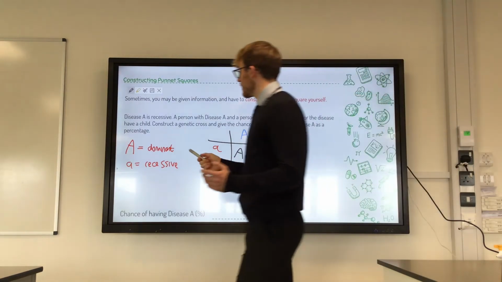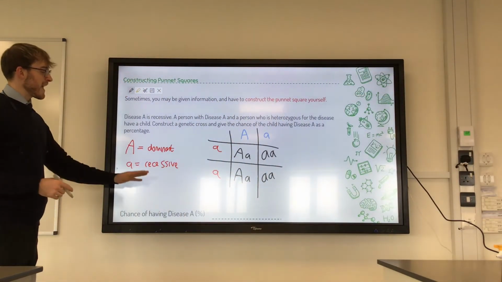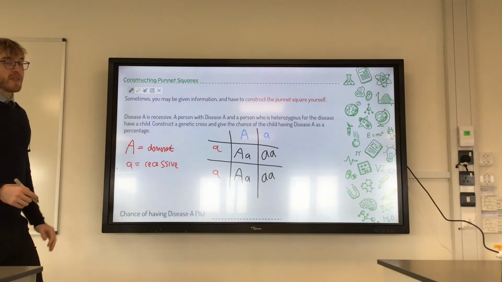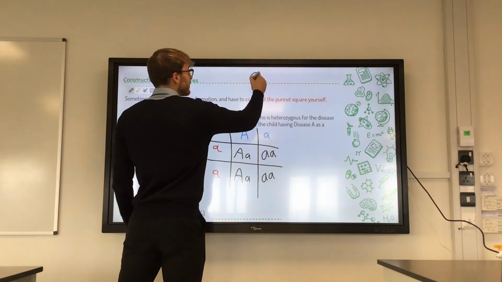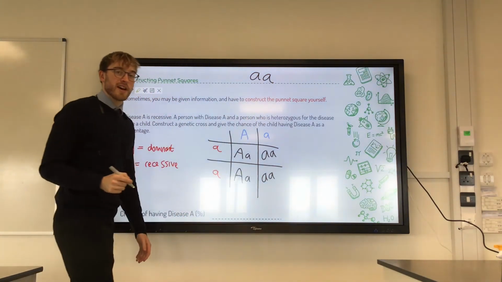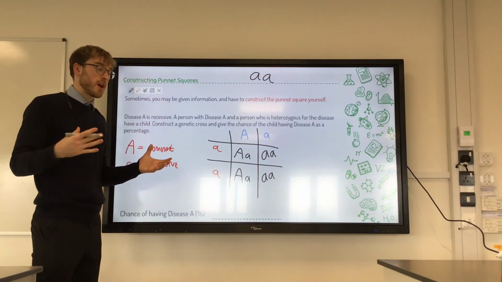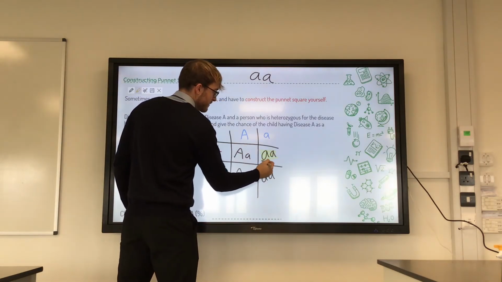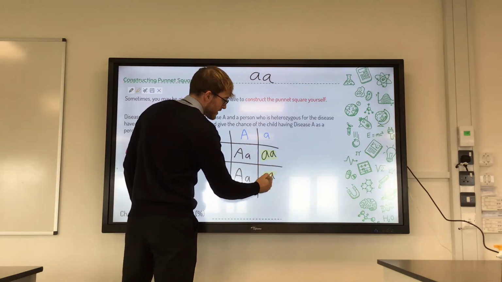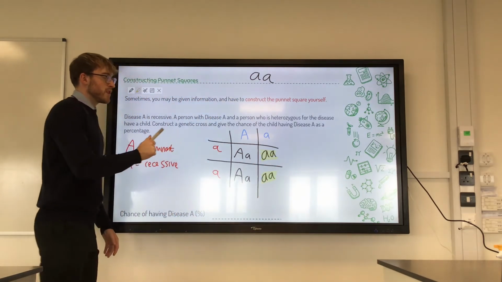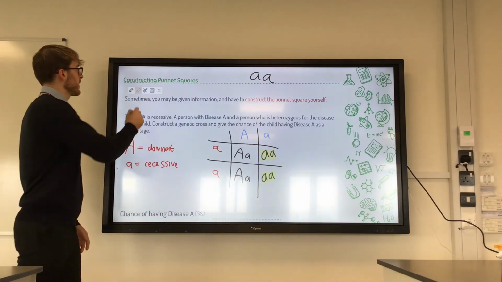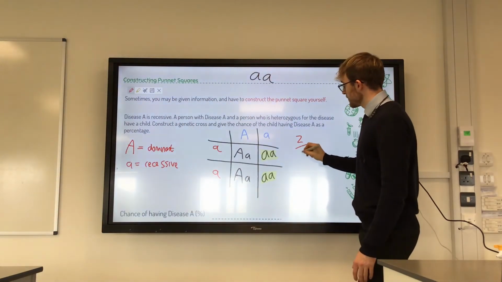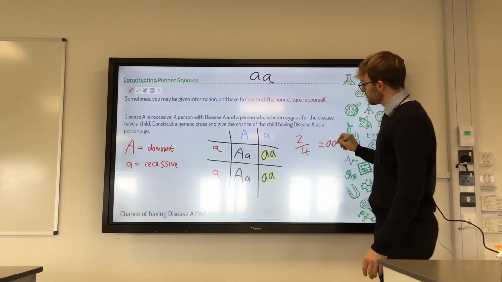Then we're asked to give the chance of a person having disease A as a percentage. Disease A is recessive, so as we said before, the only possible genotype that would result in disease A is homozygous recessive. There's no dominant allele to overpower it. So which ones are homozygous recessive? This one here, and also this one there. So 2 out of a total of 4, we could write that as 2/4.